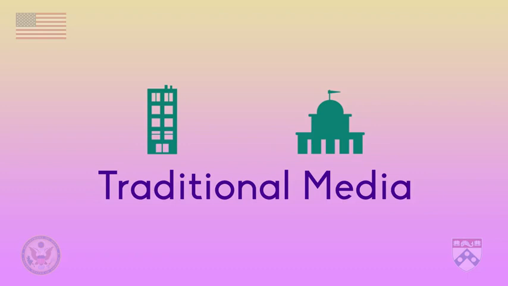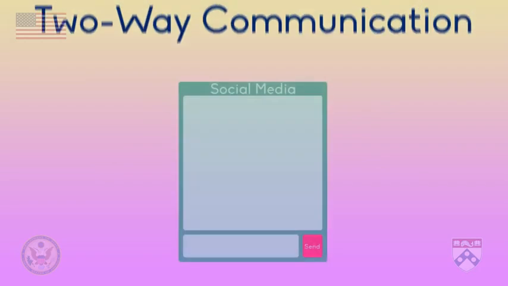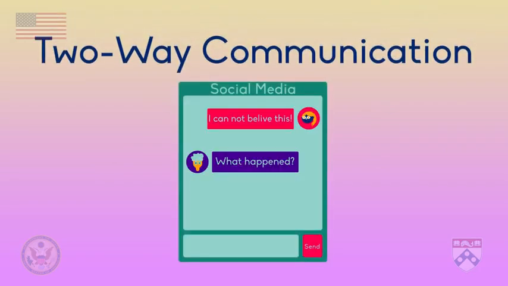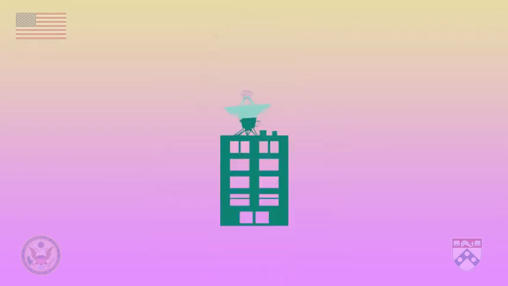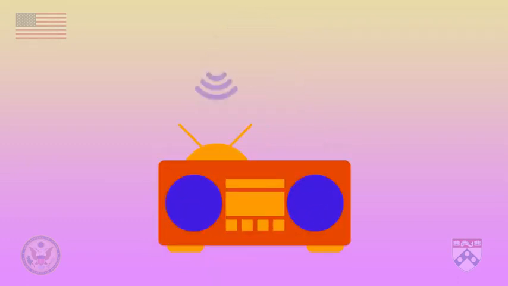Another important characteristic of social media is two-way communication. Users of social media can send messages directly to each other to have conversations about issues. These conversations can be public, so even more people can join in to share their opinions. In contrast with traditional media, the communication only goes in one direction, from the companies or governments that create the media to the users who consume the media.